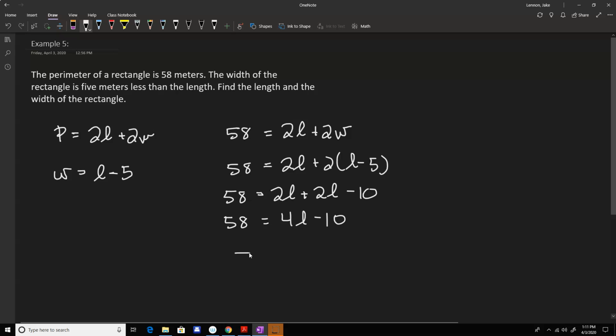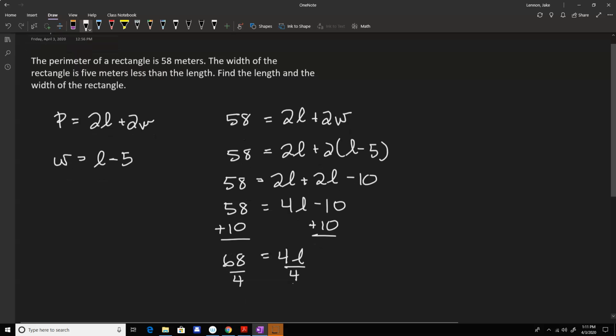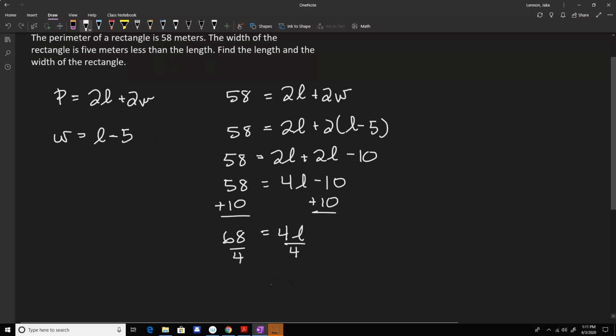So to solve, we'll add 10 to both sides. So we have 68 is equal to 4L. And then we want to divide by 4. So when we divide by 4, what do we get? Well, we get L is equal to, I believe, 17.